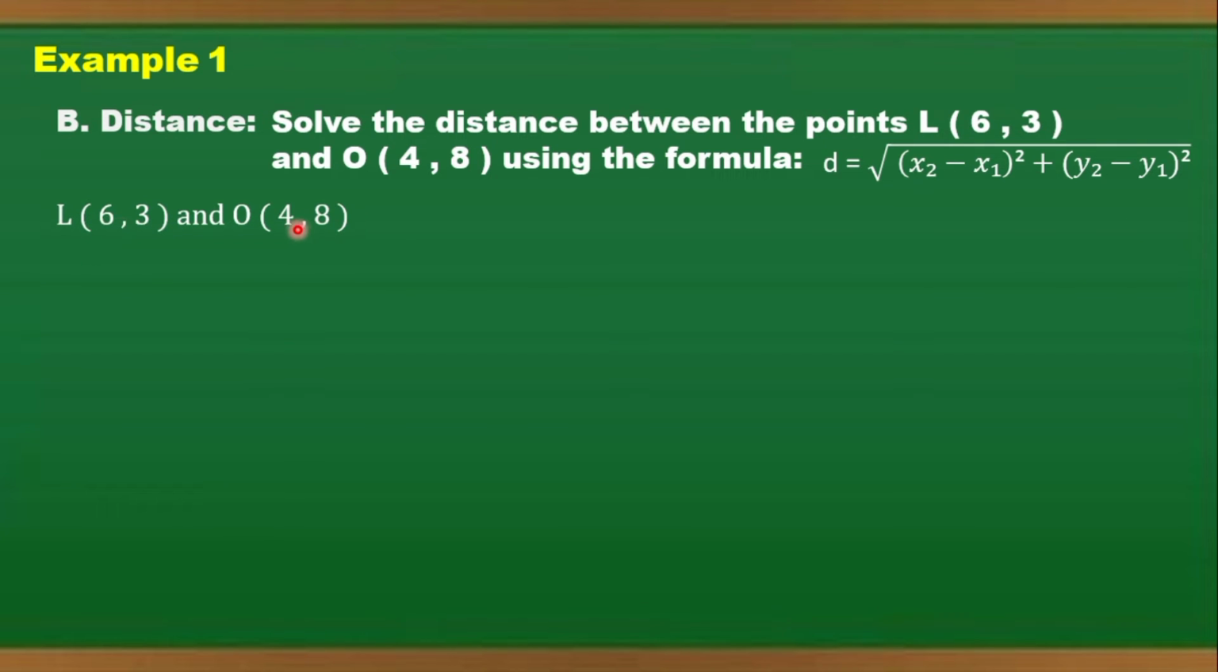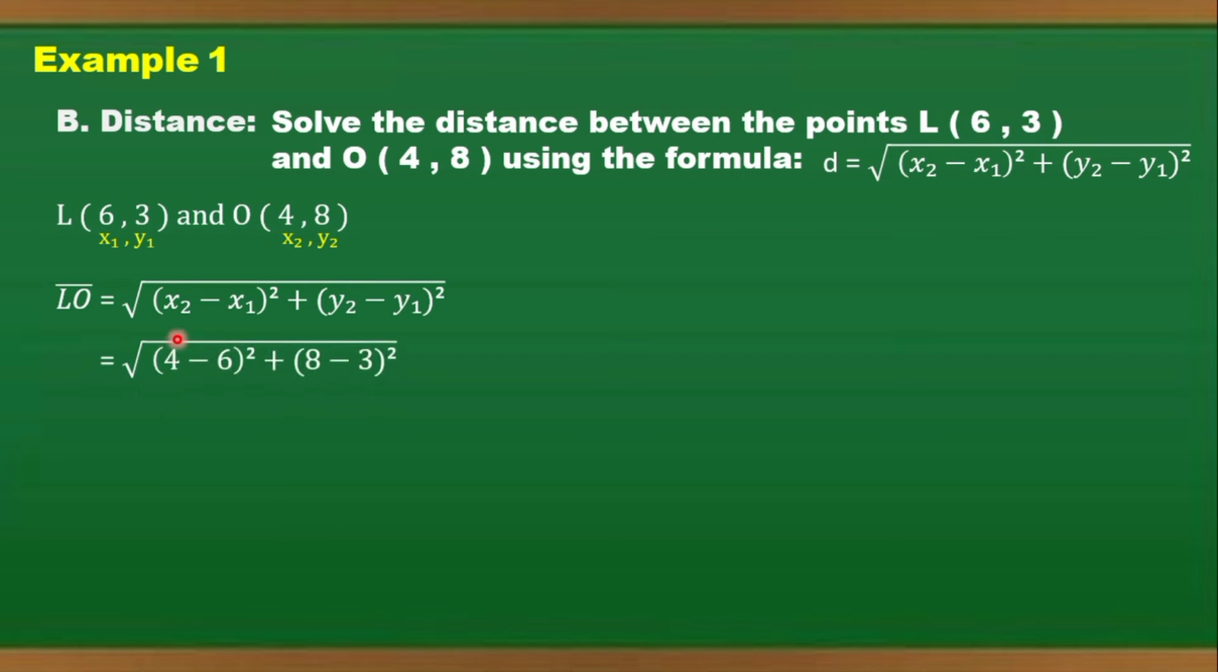Let's write the given here, and let's mark point L as x sub 1 and y sub 1, and let's mark point O as x sub 2 and y sub 2. Let our line segment LO substitute on the given. Our x sub 2 here is positive 4, so we write positive 4. And our x sub 1 here is positive 6. We write the positive 6. Copy the square. And our y sub 2 here is 8. So we copy here the 8. And our y sub 1 here is 3. So we write here 3. And also copy the square.